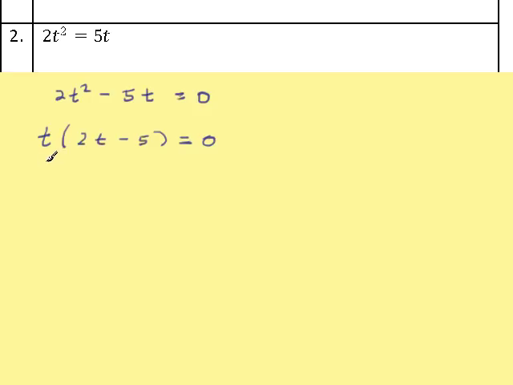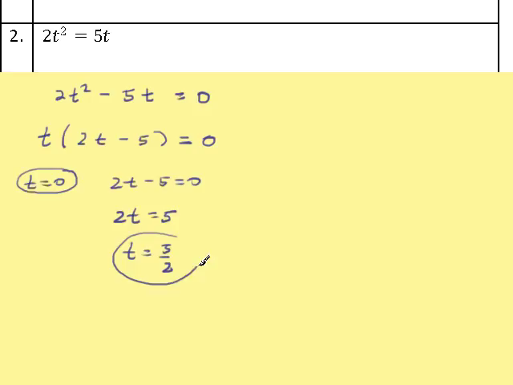And then we're ready to set each factor equal to 0. So that's t equals 0, and 2t minus 5 equals 0. t equals 0 gives us one solution right away. And here add 5 to both sides, and finish solving by dividing both sides by 2. And there are our solutions.